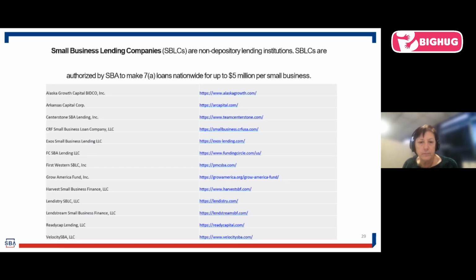Next slide, please. Our small business lending companies, this is the updated list. These are non-deposit institutions. They are not banks. Their sole mission is to lend money. And under our programs, they are allowed to lend up to $5 million in aggregate per small business. And they all lend nationally in scope.